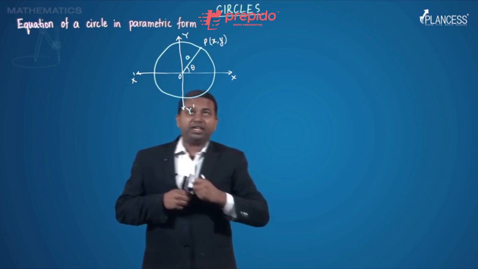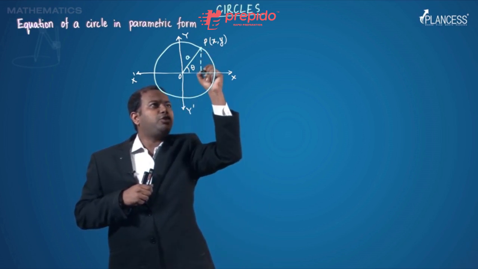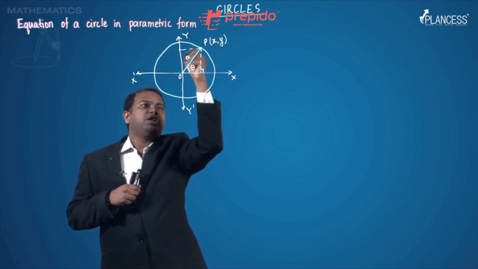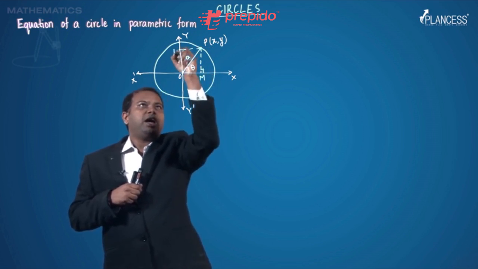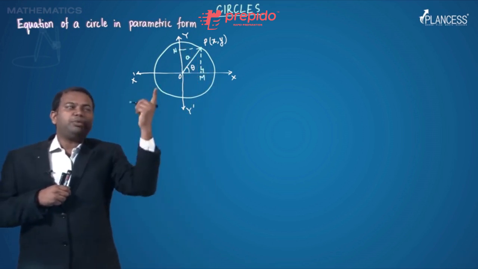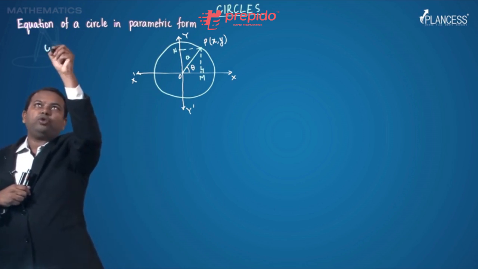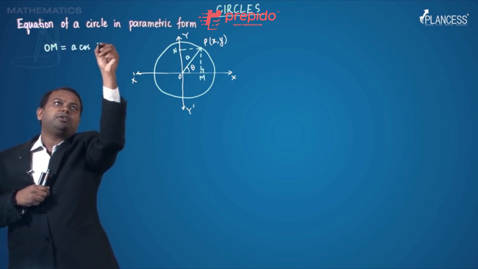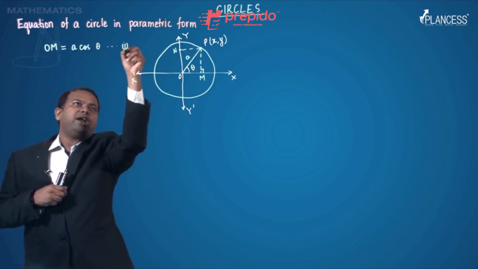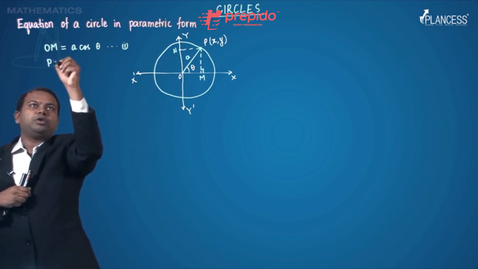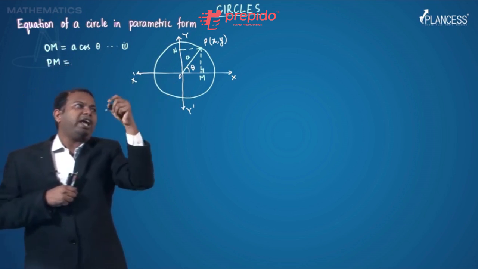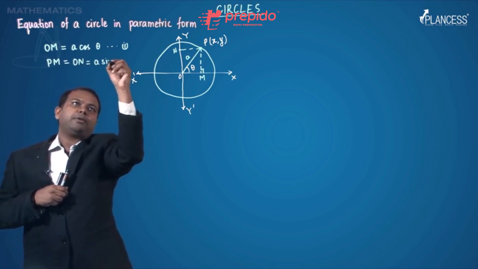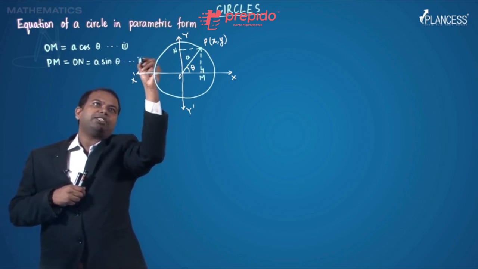The next step here is, we drop a perpendicular from P on the x axis and from P on the y axis. Let us say these points are M and N respectively. From simple geometry we can find that OM is nothing but a cos theta. Let us call this our equation number 1. And PM, which is equal to ON, is equal to a sin theta. This is our equation 2.